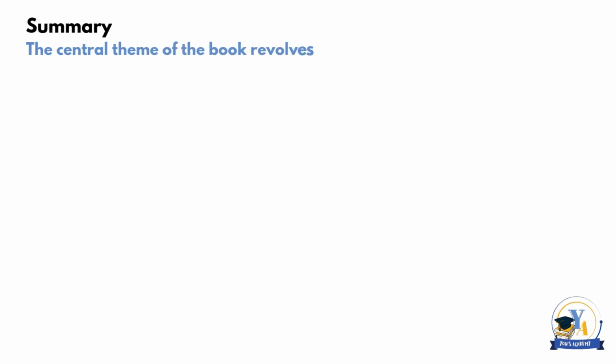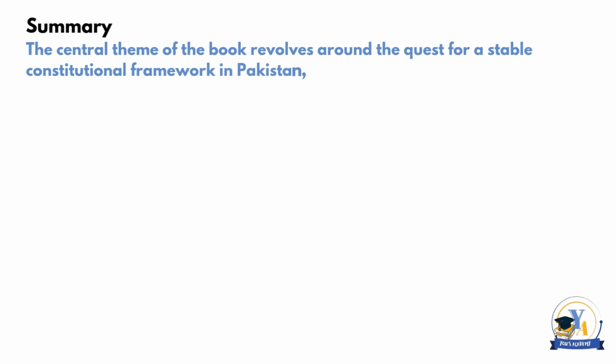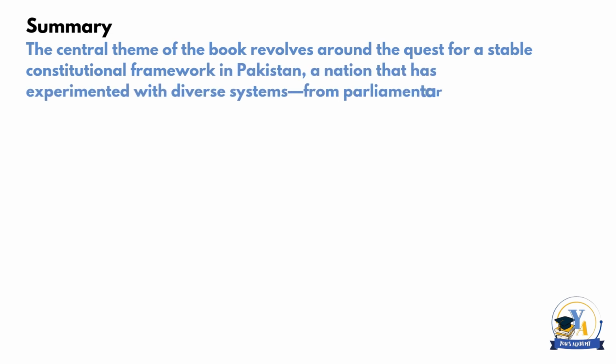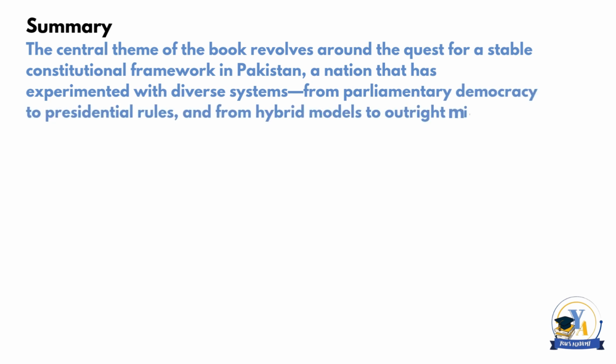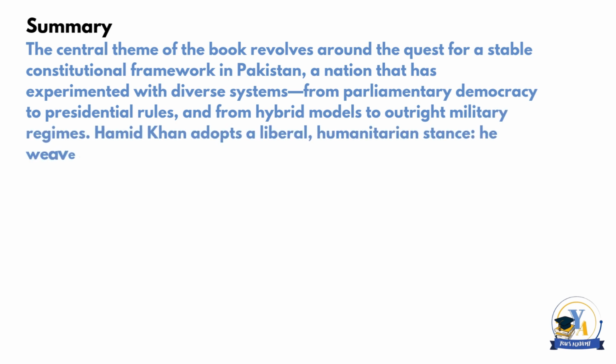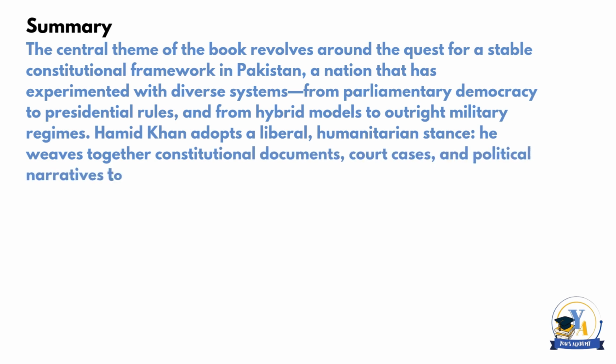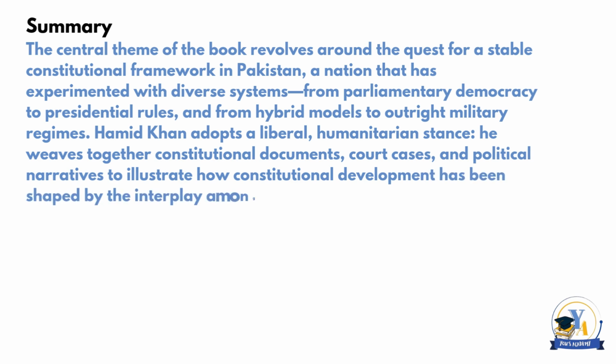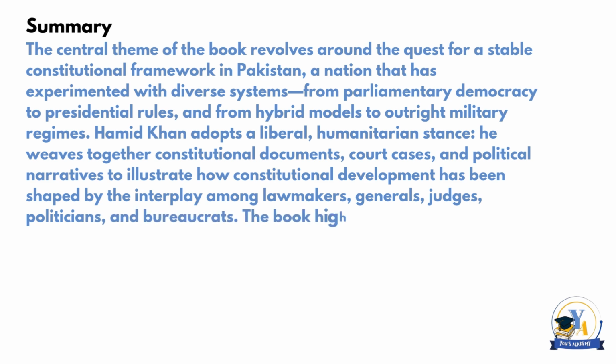Summary: the central theme of the book revolves around the quest for a stable constitutional framework in Pakistan, a nation that has experimented with diverse systems, from parliamentary democracy to presidential rule, and from hybrid models to outright military regimes. Hamid Khan adopts a liberal, humanitarian stance. He weaves together constitutional documents, court cases, and political narratives to illustrate how constitutional development has been shaped by the interplay among lawmakers, generals, judges, politicians, and bureaucrats.